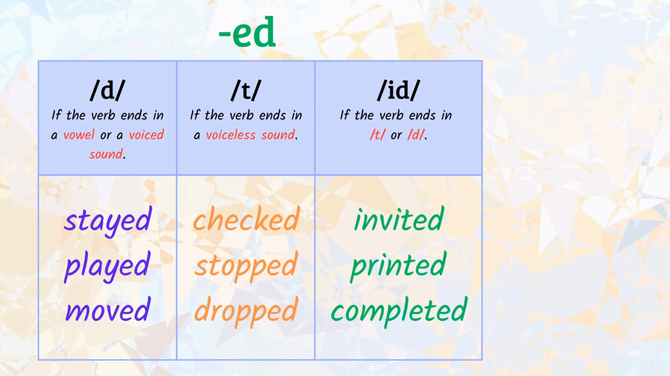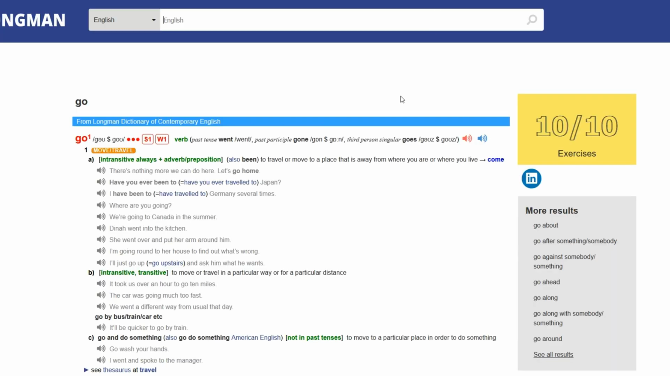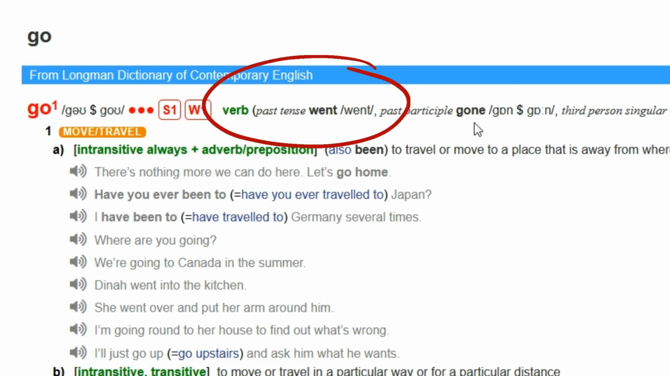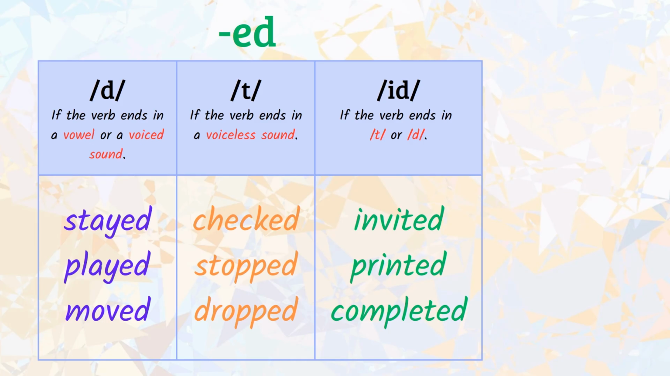Now, let's practice the pronunciation of the ending ed. Remember, this ending is used only for regular verbs. How do we know whether the verb is regular or irregular? Well, checking the dictionary will be the most appropriate way at this point. If you need information on what dictionary to use, watch my video on how to study English on your own. So, here are the verbs.